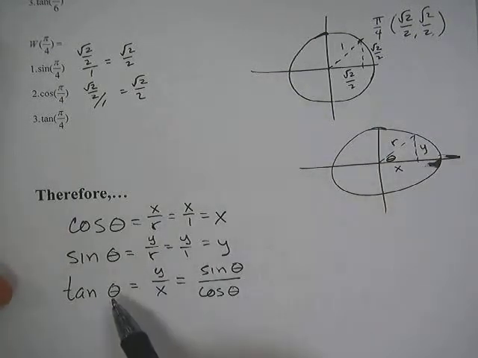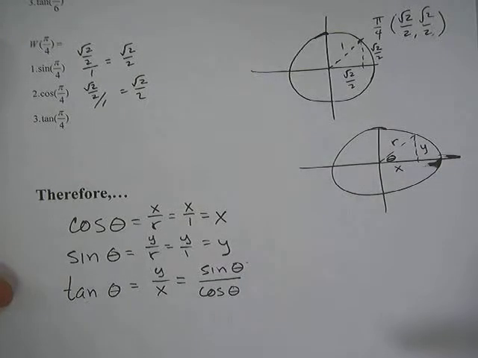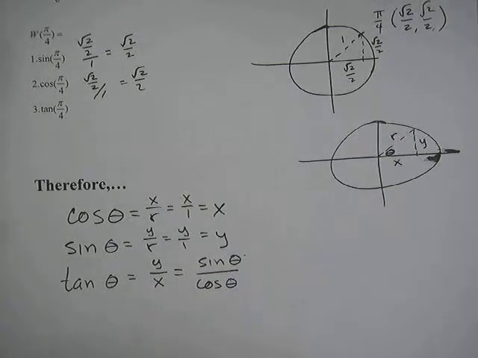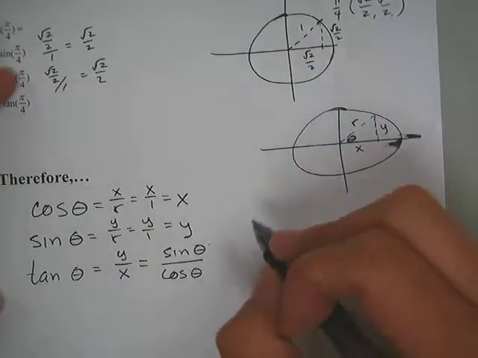X is the same thing as cosine. So when we talk about tangent, tangent is sine over cosine. If I were to do tangent of 30 degrees, it would be the same thing as if I were to do the sine of 30 and divide it by the cosine of 30. It works out identical. Okay?